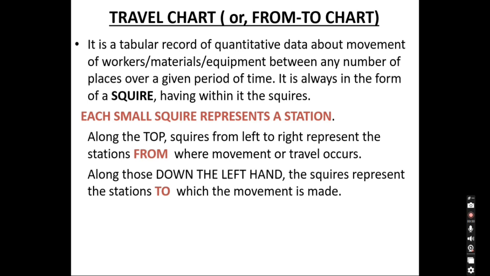It is always in the form of a square having within it small squares. Each small square represents a station. Along the top, squares from left to right represent the station from where movement or travel occurs. Along those down the left hand side, the squares represent the station to which the movement is made.